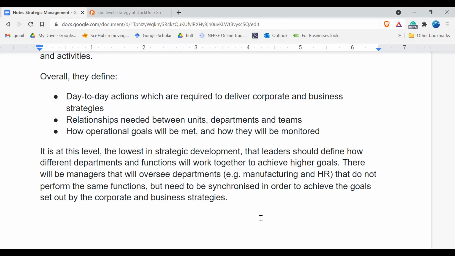It is at this level, the lowest in strategic development, that leaders should define how different departments and functions will work together to achieve higher goals. There will be managers that oversee departments, for example manufacturing and HR, that do not perform the same function but need to be synchronized in order to achieve the goals set out by the corporate and business strategies.